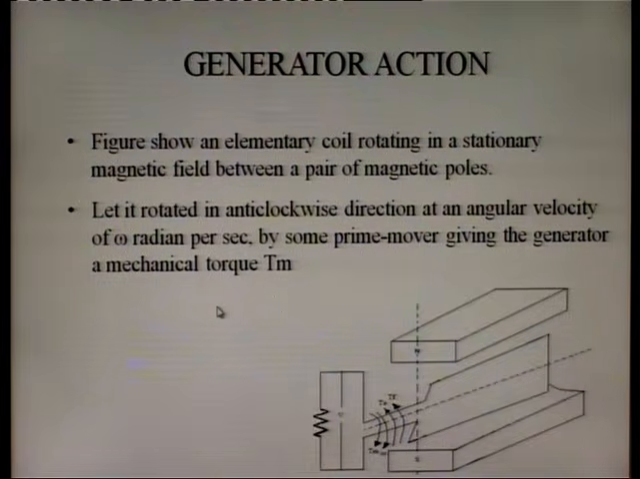The figure shows the elementary coil rotating in a stationary magnetic field between a pair of magnetic poles. Let it be rotated in an anti-clockwise direction at an angular velocity of omega radian per second by some prime mover, giving the generator a mechanical torque Tm.